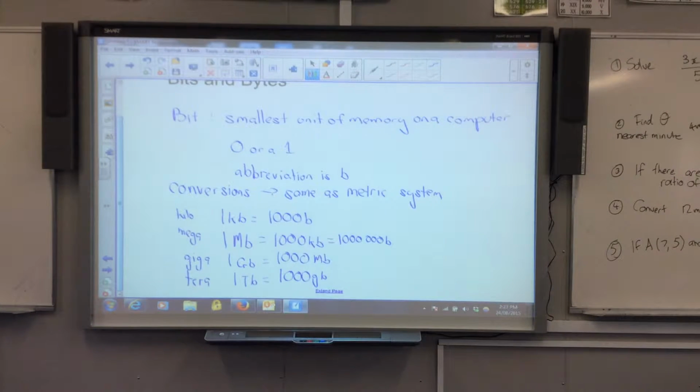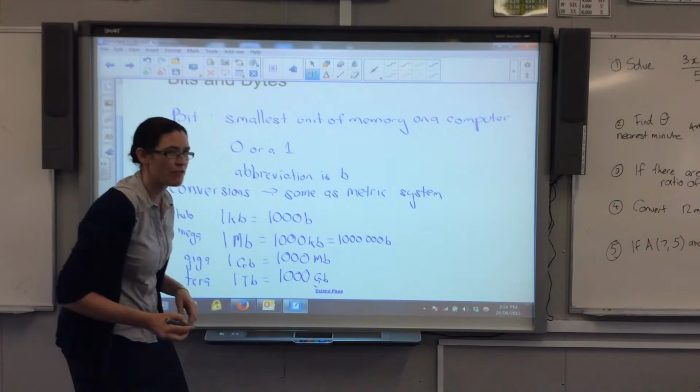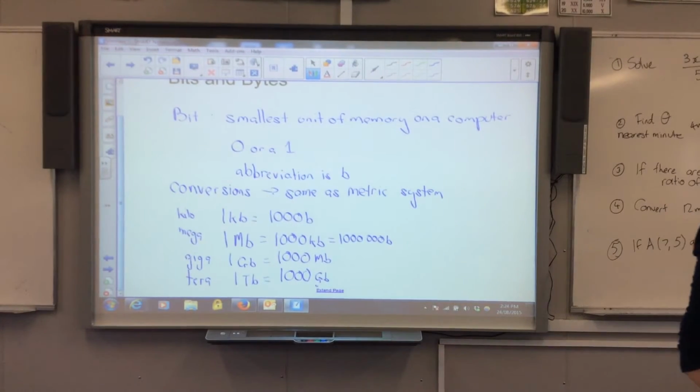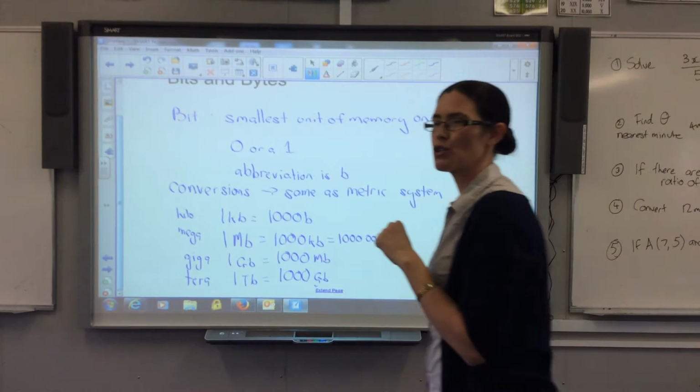Okay, does that make sense? Now remember, a bit is a very, very small piece of information. It's just a 0 or 1. That's 1,000 gigabits. Cool, so everyone got that? So we've got kilo, mega, giga, tera. We're stopping there.